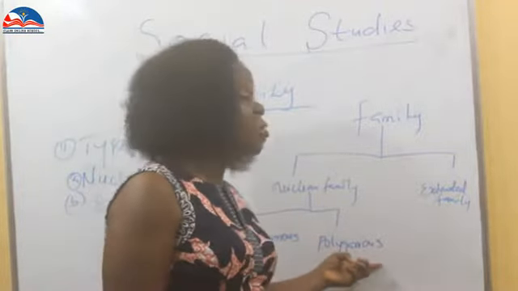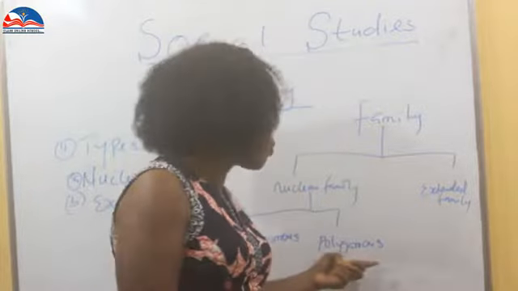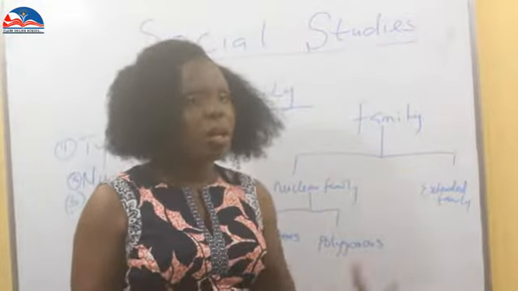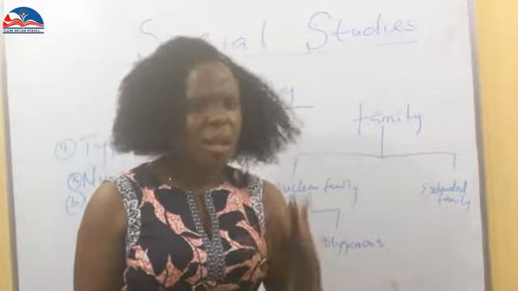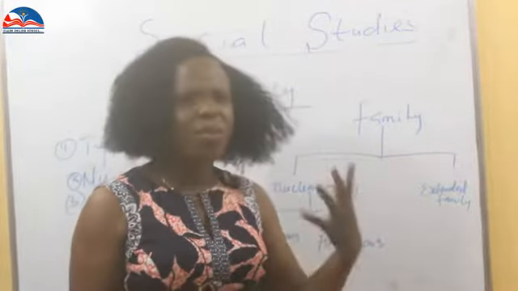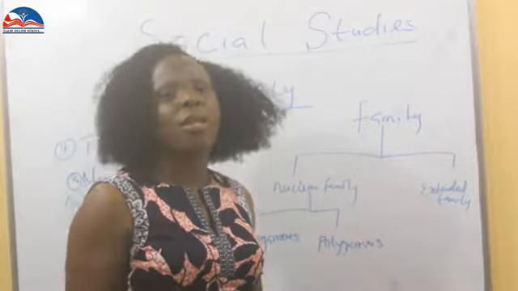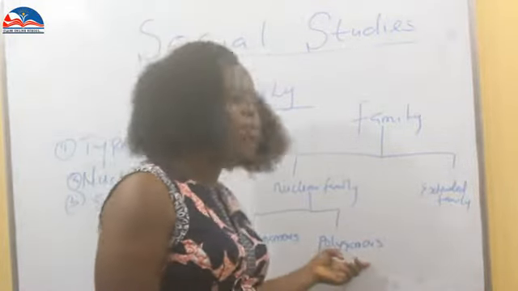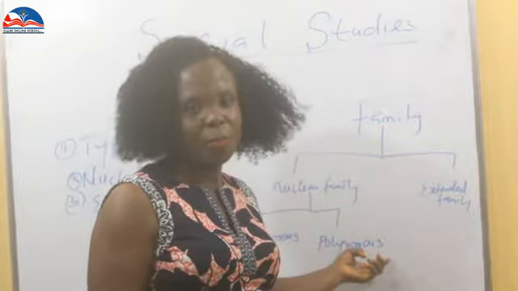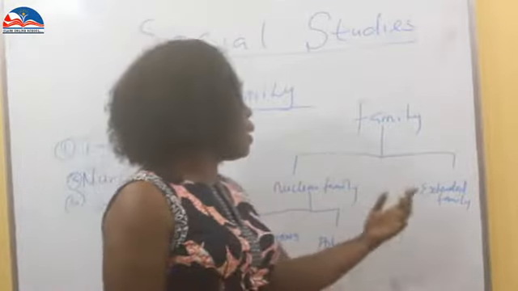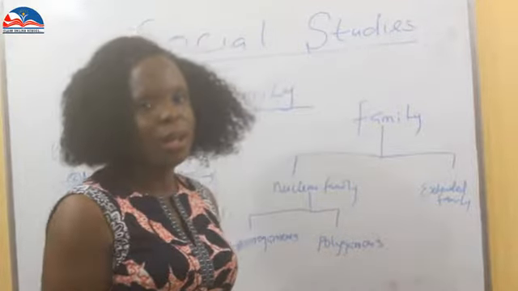But in a polygamous family where you have more than one wife and children that come from these various wives, there is always chaos, anarchy, problems of different types. There is always family uproar in the polygamous kind of family. Now let's go further to talk about the extended family.